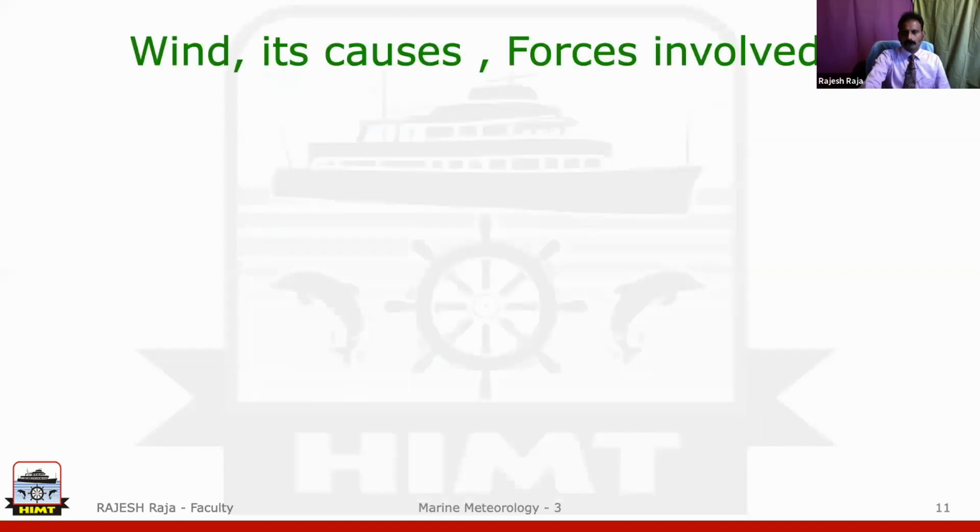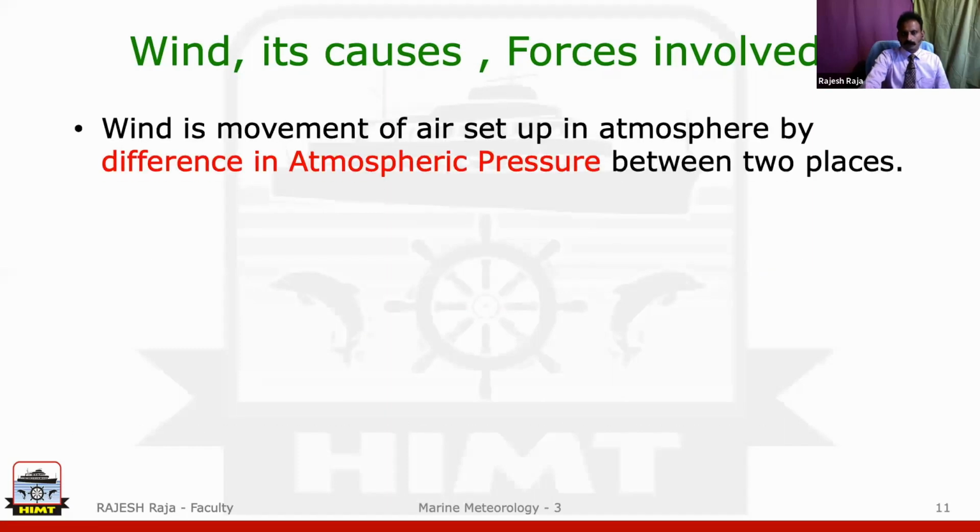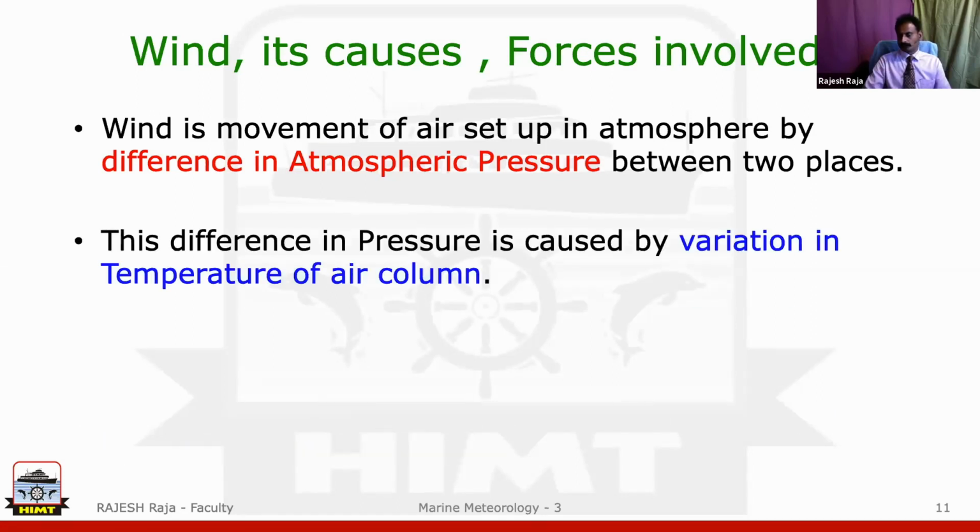Okay, let us look at what are the causes and what forces are involved in a wind. We already saw wind is movement of air, but why is there a movement of air? It is because of difference in atmospheric pressure between two places. That is a prime cause. But this change in pressure is also due to something else, which is the temperature. Now, in this module we will try to correlate the temperature and the pressure, how it is related on the Earth's surface, doesn't matter in the water or in the land. So, this difference of pressure is caused by temperature difference.